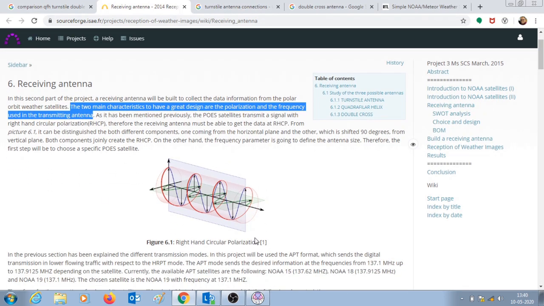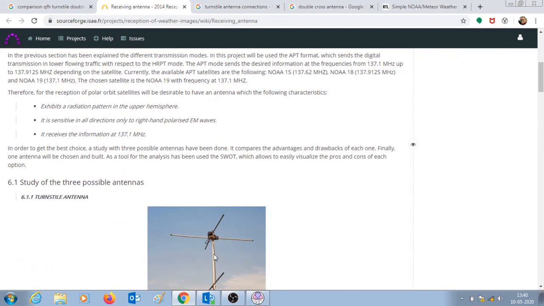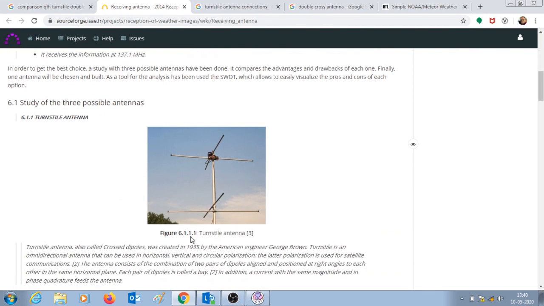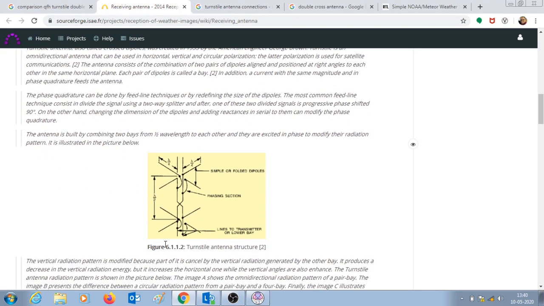This is the representation of the right hand circular polarization, and there are a few very popular antenna types that can be used to receive these RHCP polarization signals. It compares these popular options. The first one is the turnstile antenna. As you can see, it is a popular option to receive weather images.